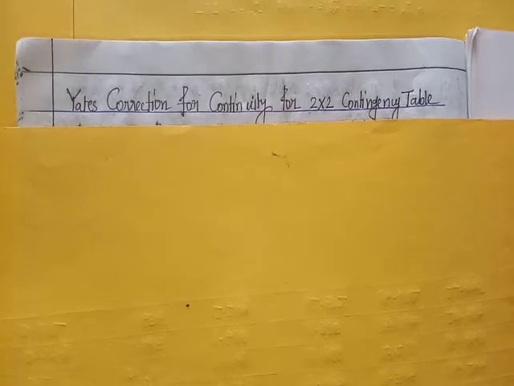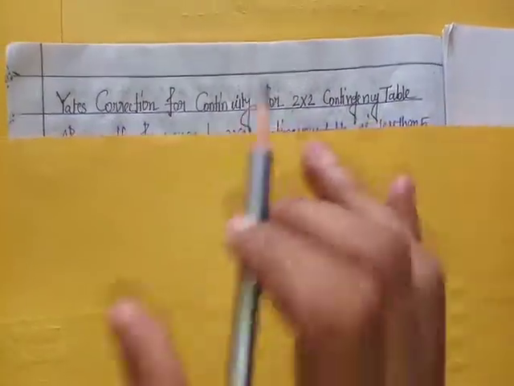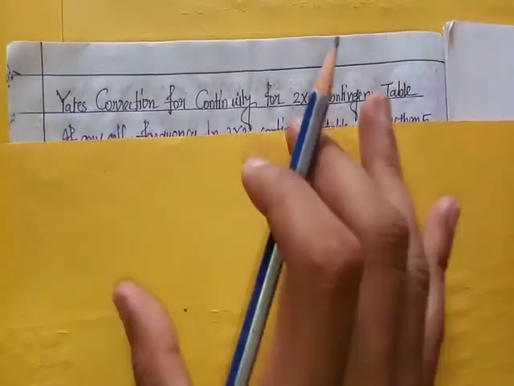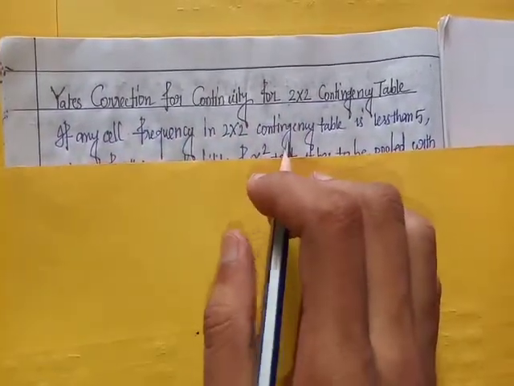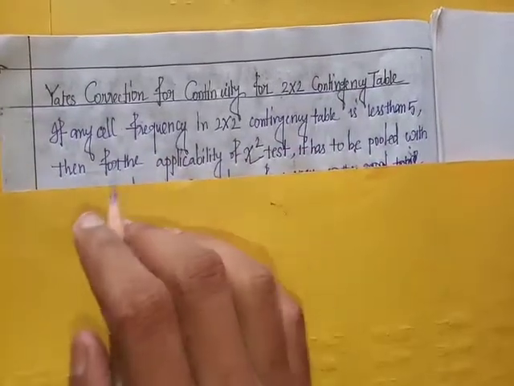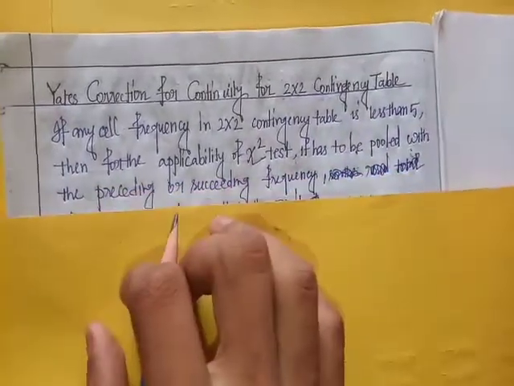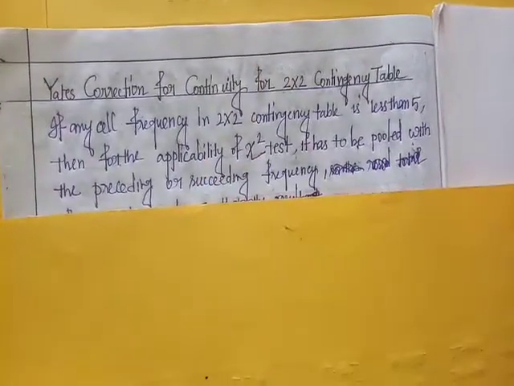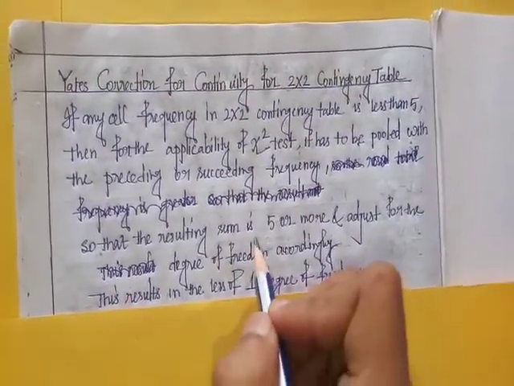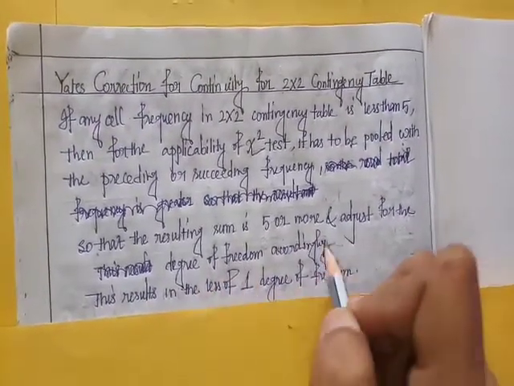Next article is Yates correction for continuity for 2 cross 2 contingency table. If any cell frequency in a 2 cross 2 contingency table is less than 5, then for the applicability of the chi-square test, it has to be pooled with the preceding or succeeding frequency, so that the resulting sum is 5 or more, and adjust for the degrees of freedom accordingly.